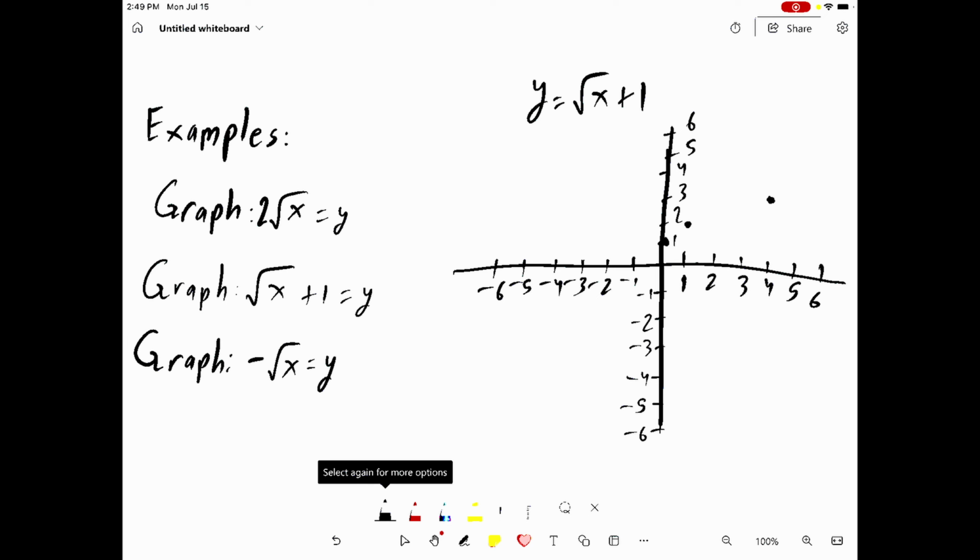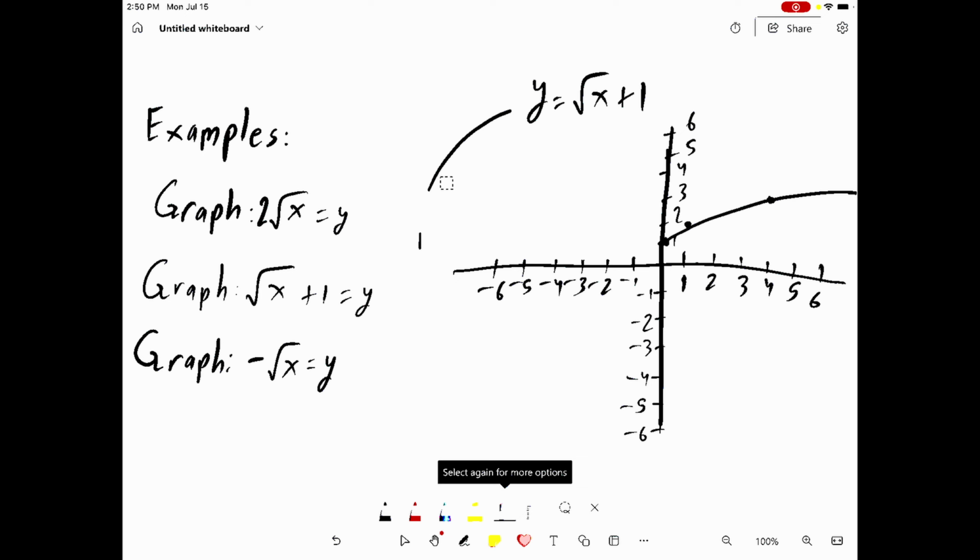If we wanted to graph it, it would look something like this, where we would have more of a slanted line, less of what the 2 times the square root of x had, because it's not as steep. We're not multiplying everything, we're just adding 1, we're just shifting the graph up.